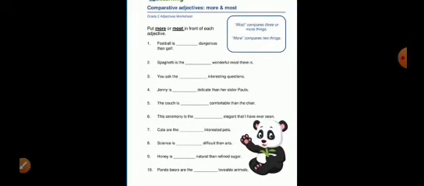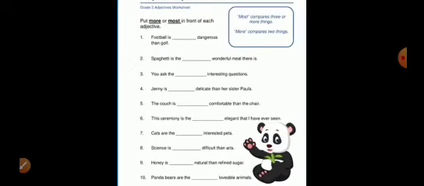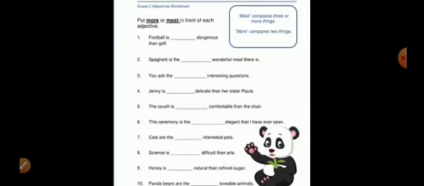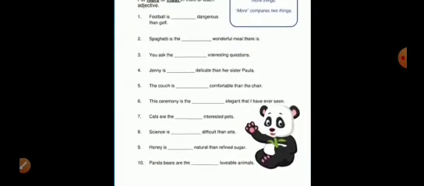Let me explain how you have to go through this worksheet. You have to put more or most in front of each adjective, as the adjectives have already been given to you. You just have to identify whether the superlative or comparative degree will be used. I am repeating it again, you have to identify whether the comparative or superlative degree is used. You know that comparative degree is used when the comparison is made between two things. So more will be used when the comparison is made between two things, and most is used when the comparison is made among all other things. So using that concept, you have to attempt all these questions.